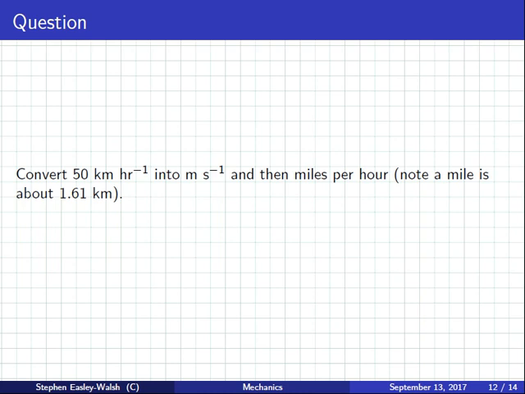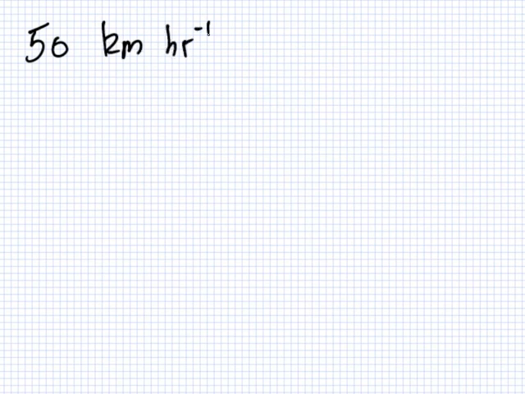So first question is to change 50 kilometers per hour into meters per second. Okay, 50 kilometers per hour into meters per second. And then we'll look at the other part in a moment. Okay, so 50 kilometers per hour. I want it into meters per second. This is how I do it, and this is how you need to do it.